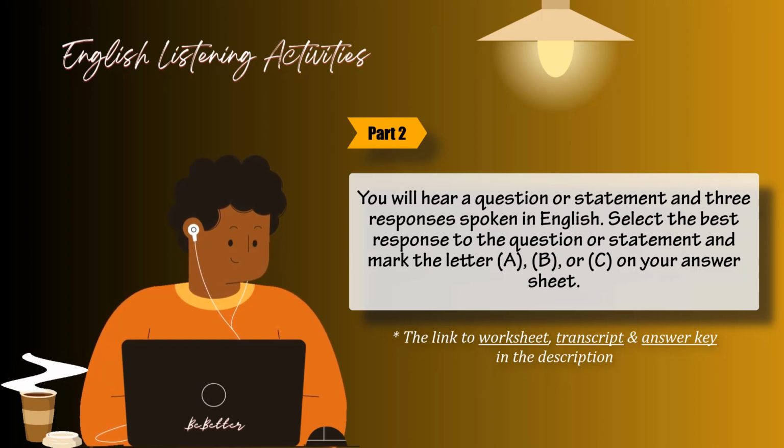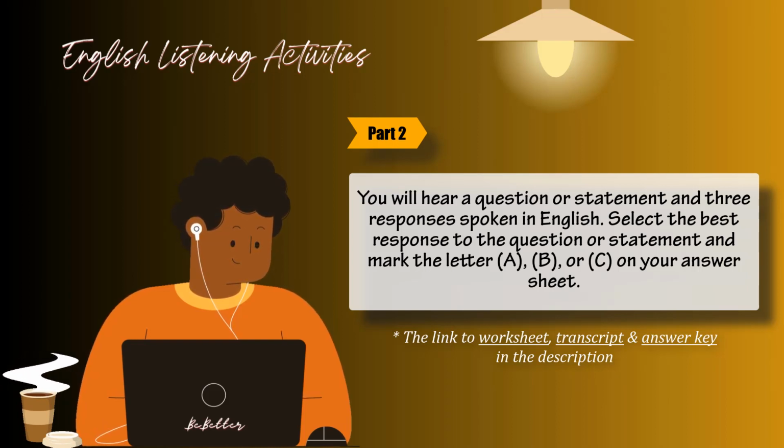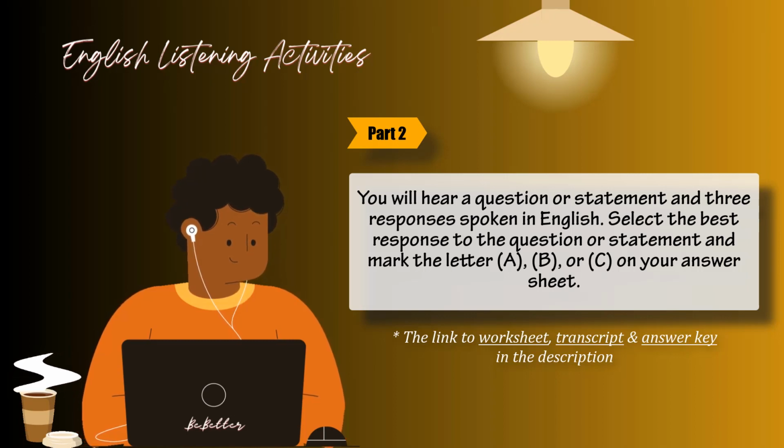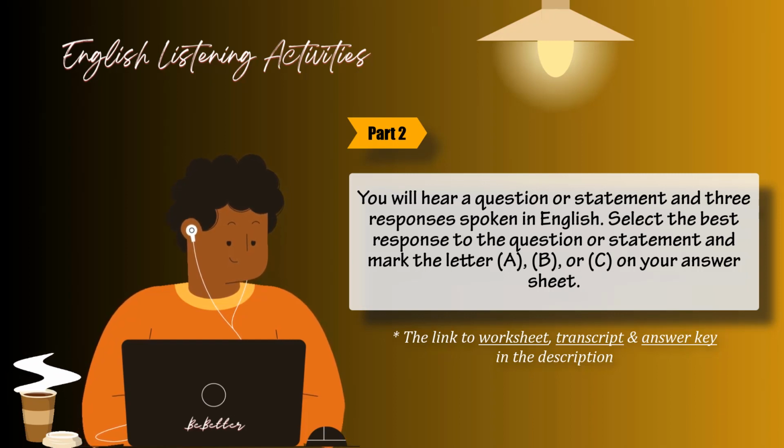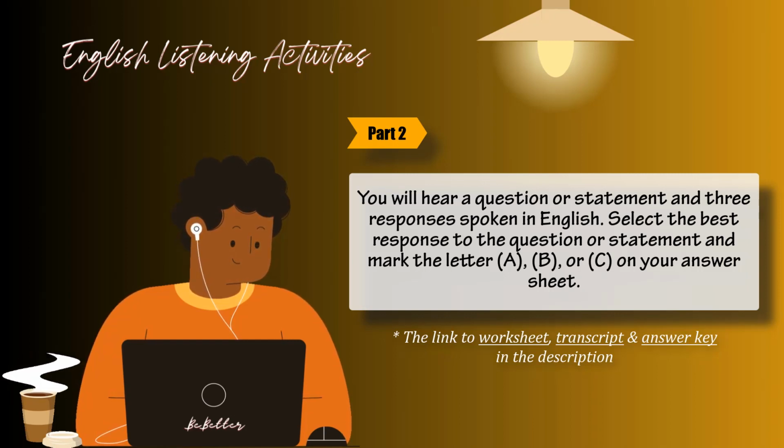You will also hear A, To meet the new director. B, It's the first room on the right. C, Yes, at 2 o'clock. The best response to the question Where is the meeting room? is choice B. It's the first room on the right. So B is the correct answer. You should mark answer B on your answer sheet. Now, let us begin with question number 11.